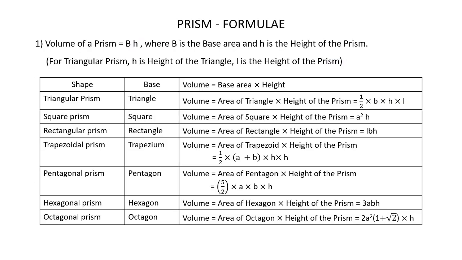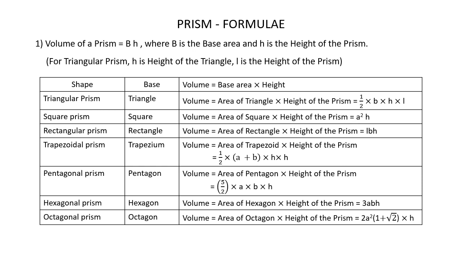Let's now look at a few formulae of prisms. Volume of a prism is equal to B multiplied by H, where B is the base area and H is the height of the prism. Note that only for triangular prisms, B is the base area, H is the height of the triangle and L is the height of the prism. So now we know volume of a prism is equal to base area multiplied by height.